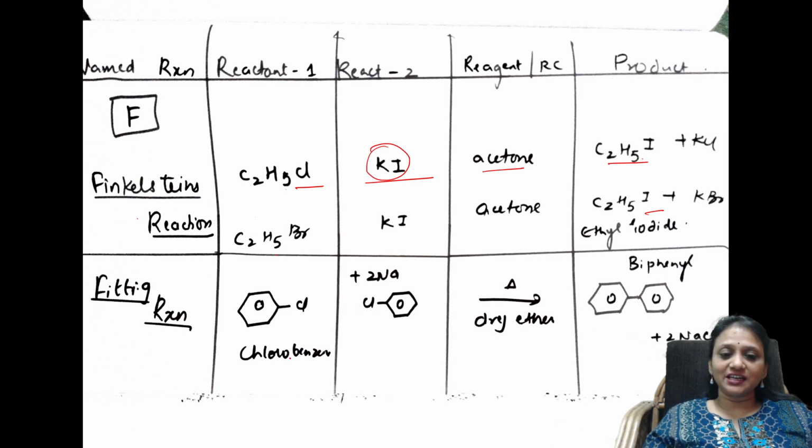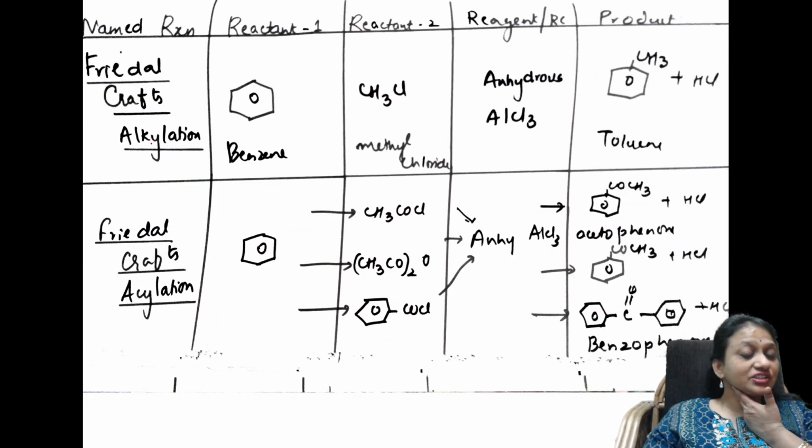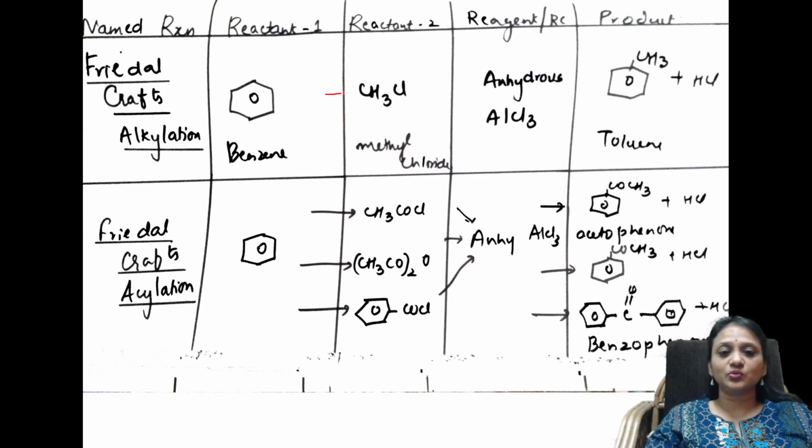When it comes to Fittig reaction, you are going to take two aryl rings in the presence of sodium metal and dry ether, and you are going to prepare biphenyls. Simple? Yes. Then Friedel-Crafts alkylation and acylation. So in alkylation, we very well know benzene combines with methyl chloride in the presence of anhydrous AlCl3, which will act as a Lewis acid. Finally, you are going to get conversion of benzene to toluene. Correct?